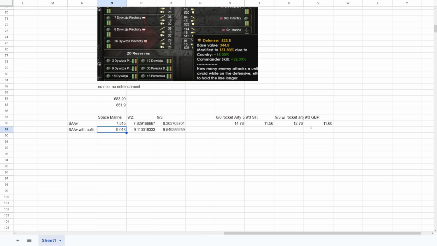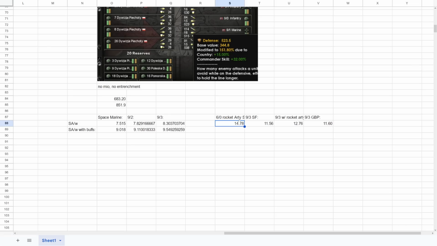Another division that outperforms the line artillery versions is the 6-0. This is a very simple 12 width infantry division that only has 6 infantry battalions, but what it does have is both support artillery and rocket artillery. It also uses superior firepower to best take advantage of the bonuses to support companies. So this division right here has higher soft attack per width than both the 9-3 with superior firepower, with the rocket artillery and superior firepower, and with GBP. And this does not even account for the extra buffs that you do get from the advisor or from the generals.